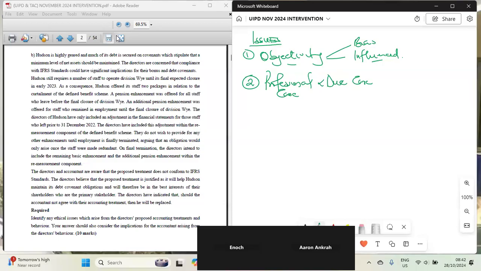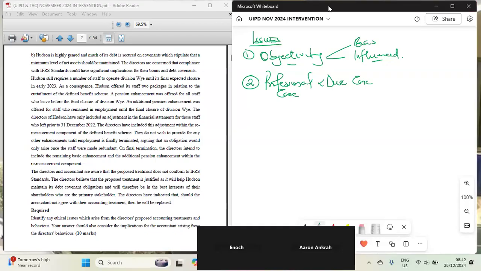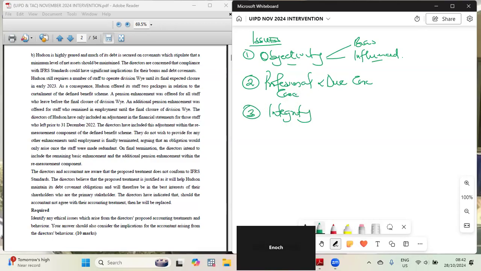Yes. So apart from, sir, I've seen integrity. Integrity, okay. Integrity from the fact that the directors are aware that the proposed treatment does not conform with the required IFRS standards. Exactly, so that is lying. Yes, sir. But there is still professional competence in there. It's just the way he is explaining it. That is my point.